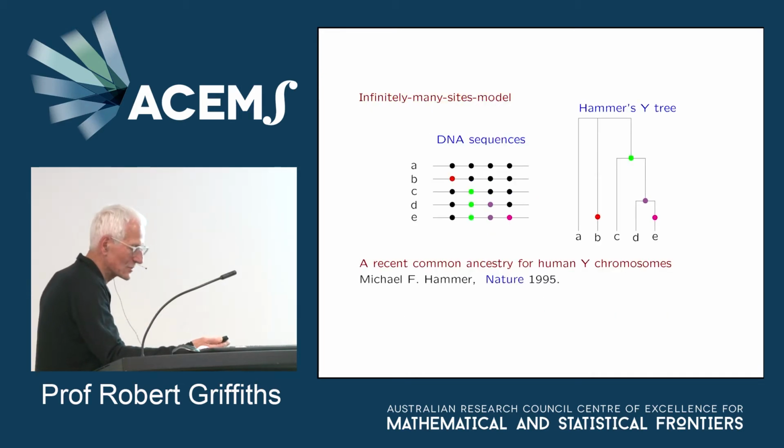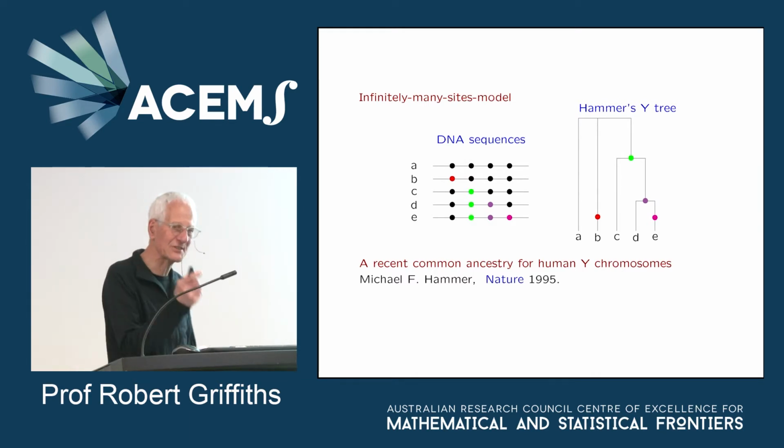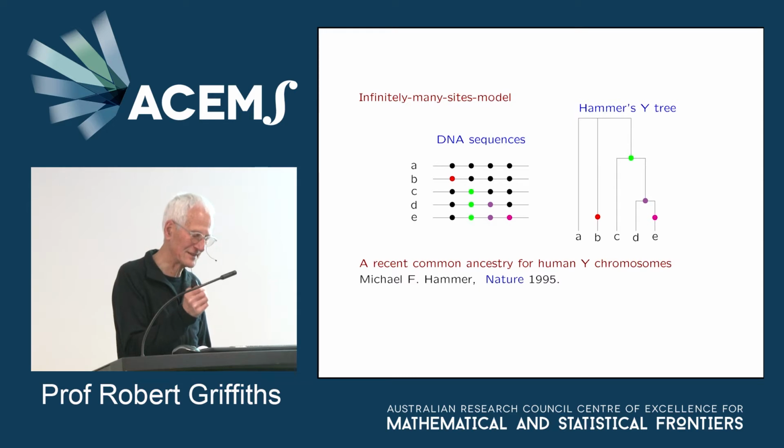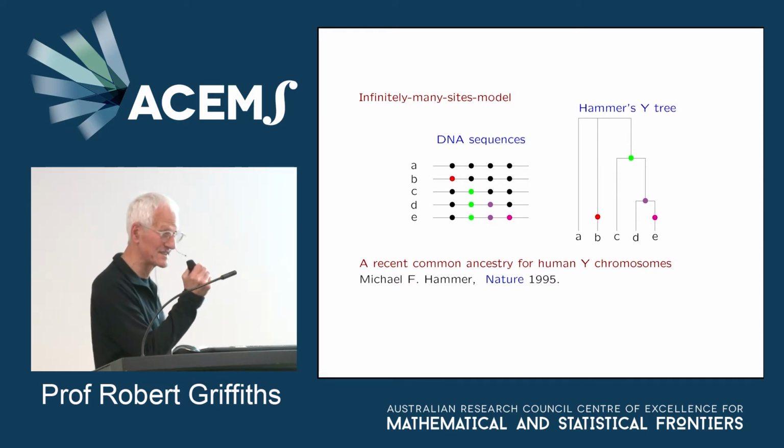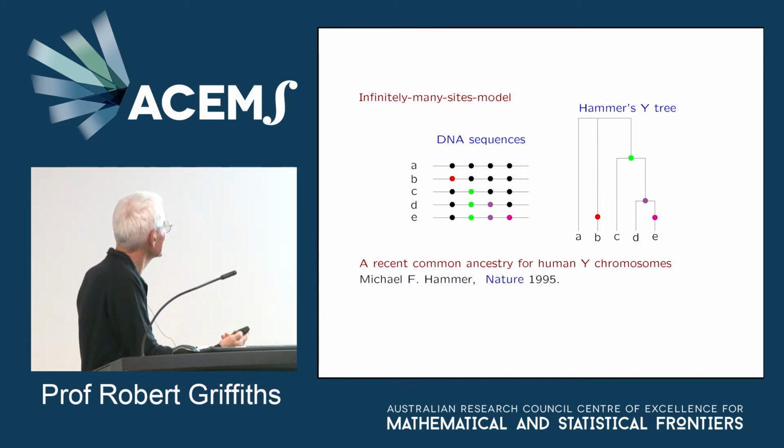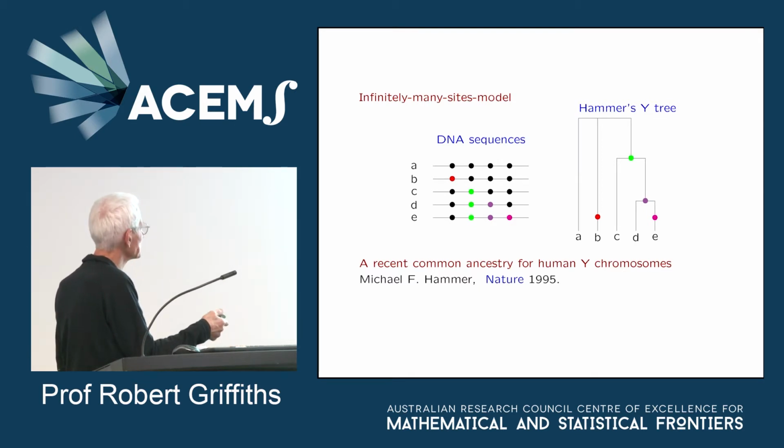Then there's another model which looks at a finer level. This is like a microscopic level of the infinitely many alleles model, but this is the infinitely many sites model. This is looking at very fine detail in DNA sequences. Here we've got these DNA sequences where mutation occurs at different sites. The assumption is that you always get a mutation which opens up a new site and then it drifts along. And this is a real data set from Hammer's Y tree here.